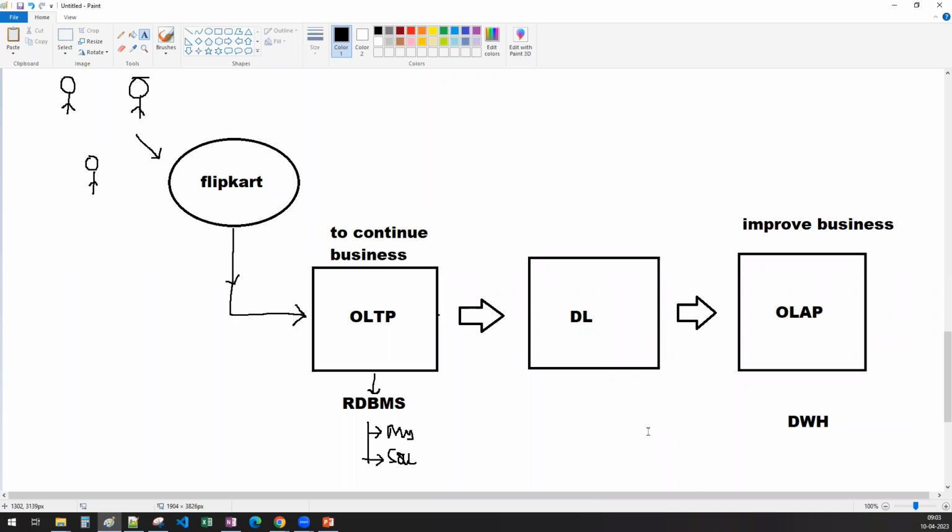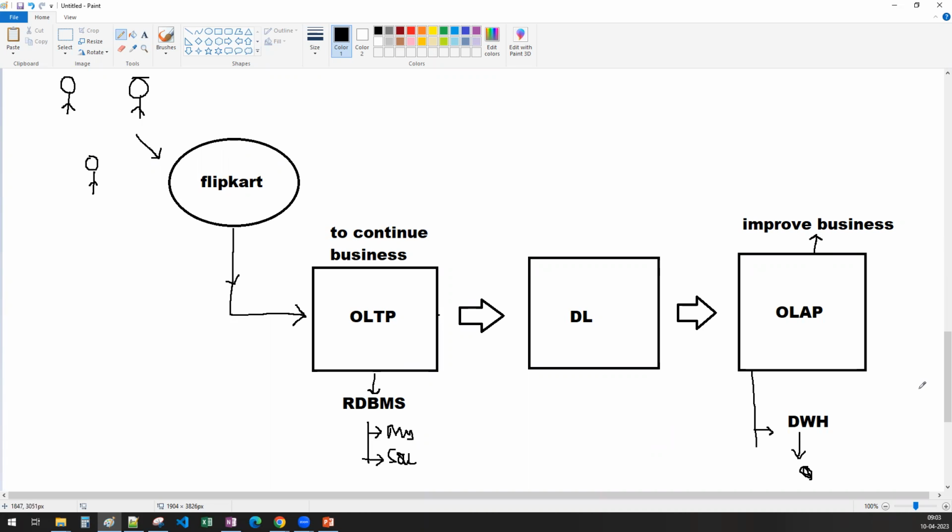OLAPs come up with the data. OLAP is nothing but a data warehouse. The solution for OLAP is nothing but a data warehouse. A data warehouse already comes with a built-in query engine. That query engine is capable of running SQL queries. So with the help of writing queries, I will analyze the data in the OLAP so that I will be able to take a proper decision on it. When I take a proper decision, my business will be improved.